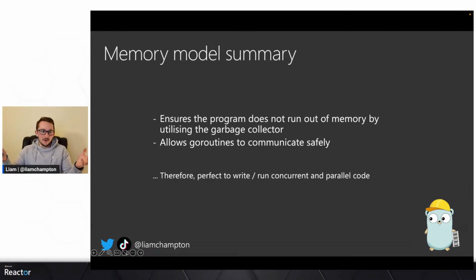So what's the summary? Overall, Go's memory model is pretty, I'm not going to say simple, but on an overhead, it's pretty simple to understand. It makes sure that it doesn't run out of memory by using a garbage collector, and it allows the Go routines to communicate synchronously and safely. So therefore, it makes it perfect to write and run concurrent parallel code for cloud native environments. It is beautiful. It is lightweight. You can run parallel programs, and you can have very, very low overheads. Perfect for cloud computing, which is why it's dubbed one of the languages for networking and for cloud computing.